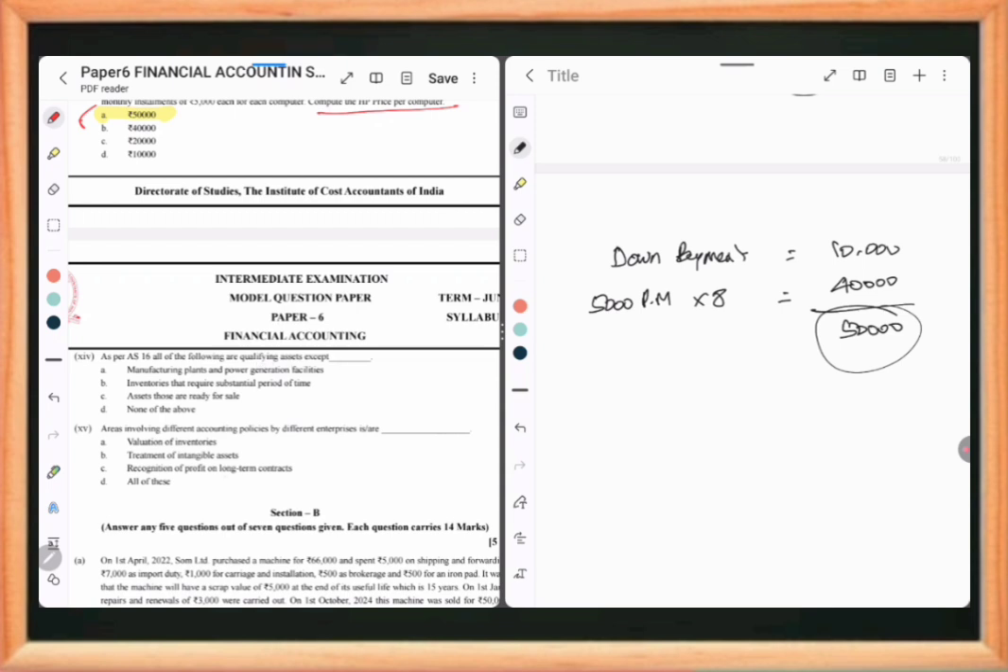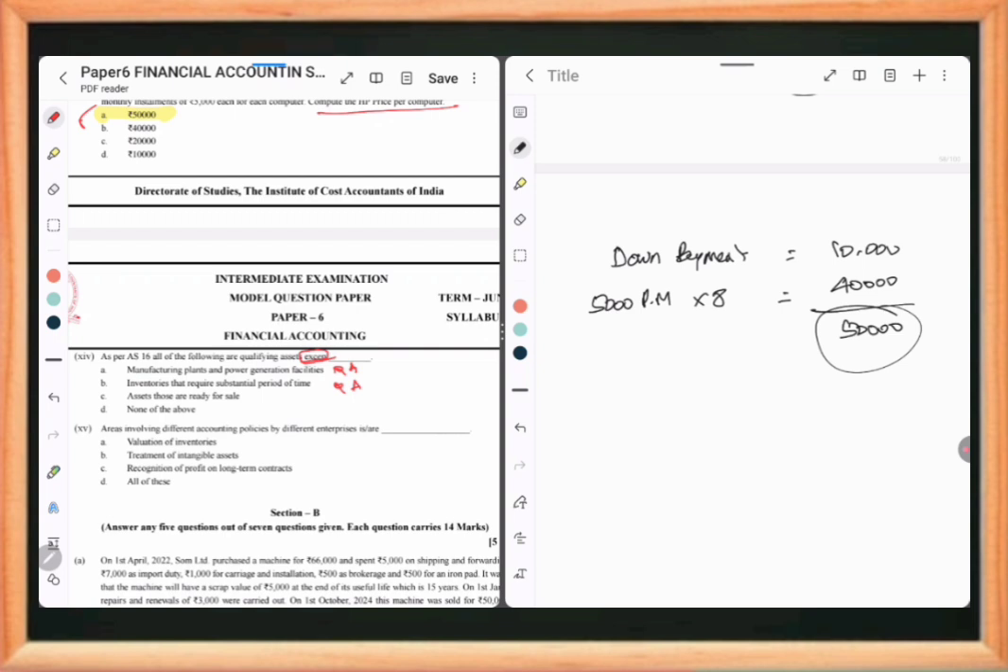Actually here the manufacturing plant and machinery is a qualifying asset. Inventories that require a substantial period of time are also a qualifying asset. The question is asked with except. So all assets those are ready for sale, that is not a qualifying asset. So the others are qualifying assets, and this one is not a qualifying asset, but it is what is asked in the question.